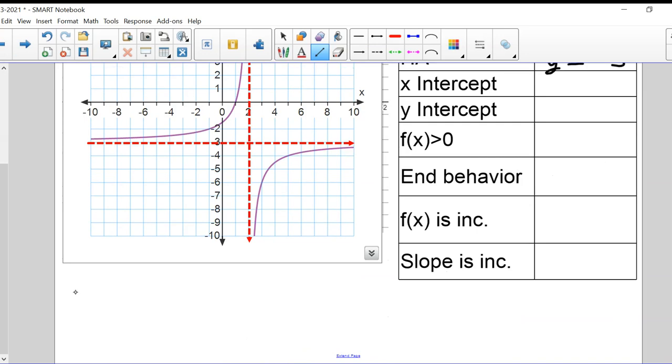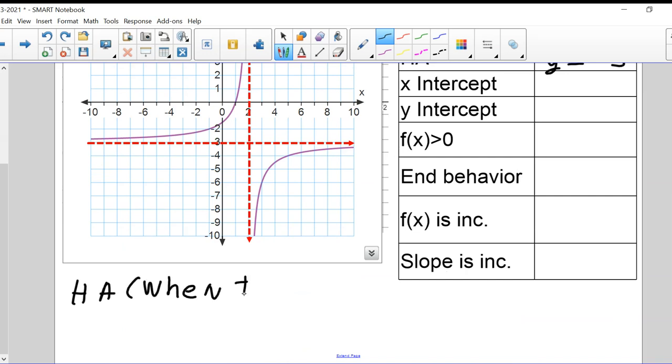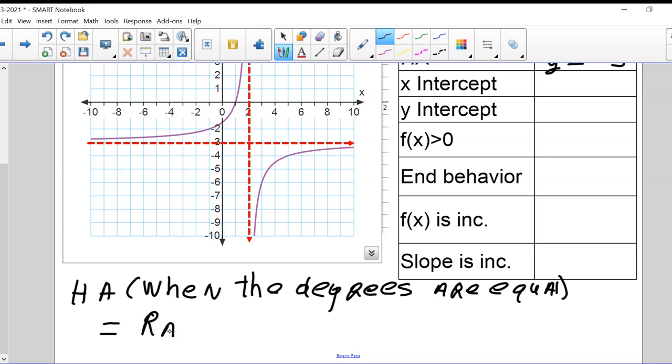The HA, oh, that's not what I wanted to do. Let's get rid of that. The HA, this is when the degrees are equal. So the degree of the numerator and denominator are the same. Right? That is going to be equal to the ratio of the lead coefficients. And I'll use LC because we've used that as a short form before for lead coefficient.